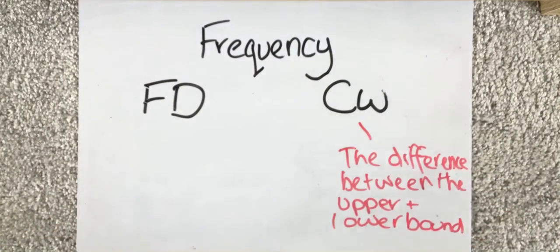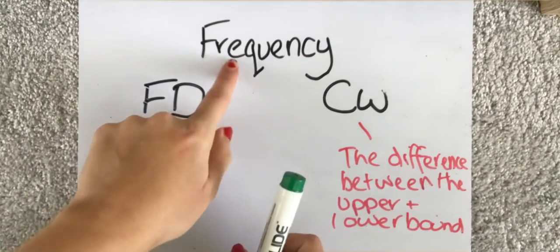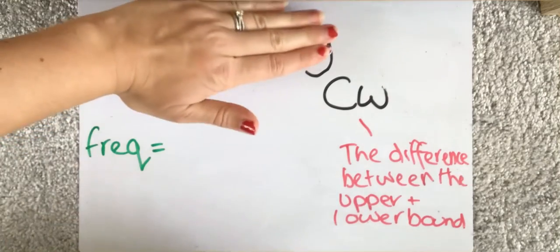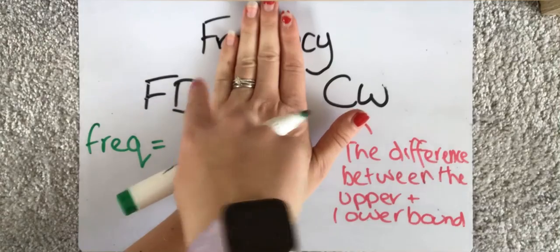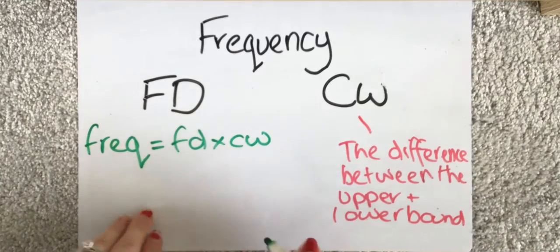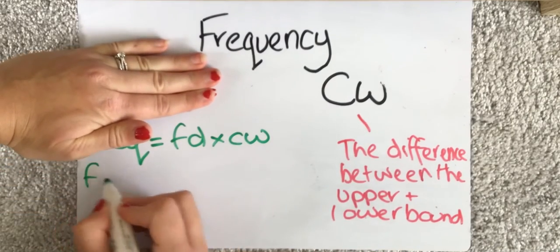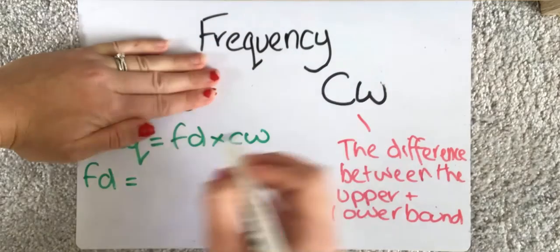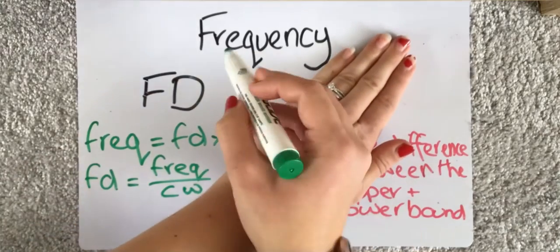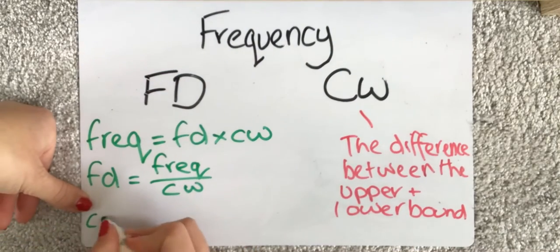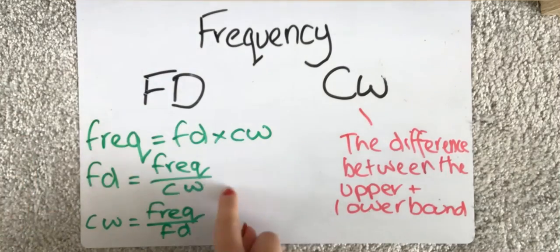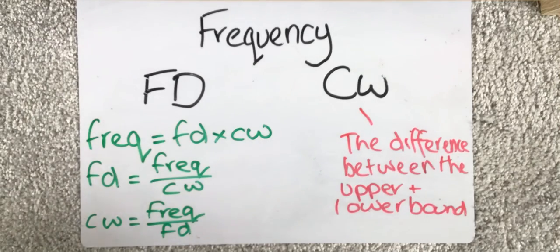Okay, so if we have a think about these three, to find frequency, I'll cover it up. I'm doing frequency density times by class width. To find frequency density, I'm just doing frequency divided by class width. And to find class width, I would do frequency divided by frequency density. And as long as I know these three, I can do a lot of work with histograms.